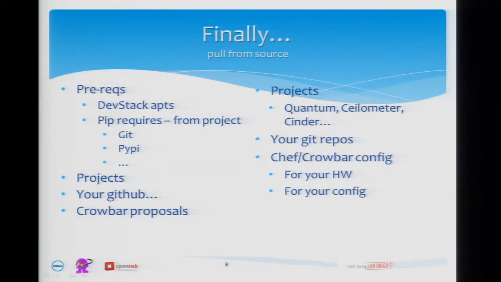If we want to use Crowbar or any other system to be able to get to a point where we can gate trunk on tests run using this deployment system, we don't want developers to have to go and update things in multiple places, right? If you need to pull in a new dependency, you don't want to have to go and modify things in your deployment environment. You want to be able to just touch the source code.